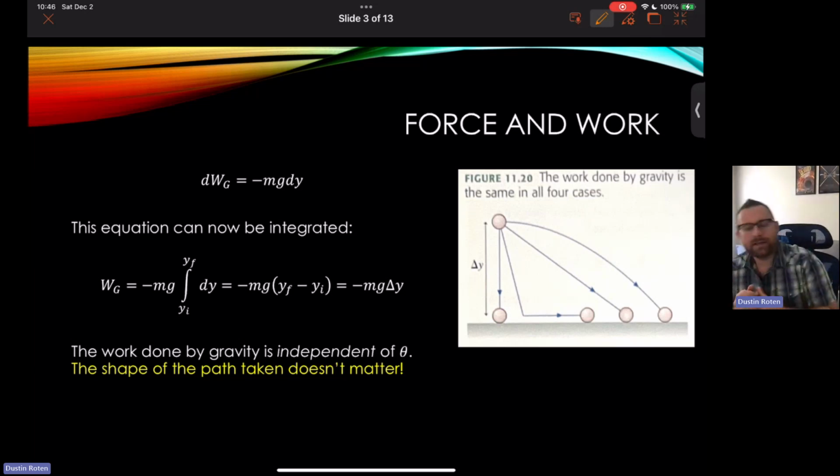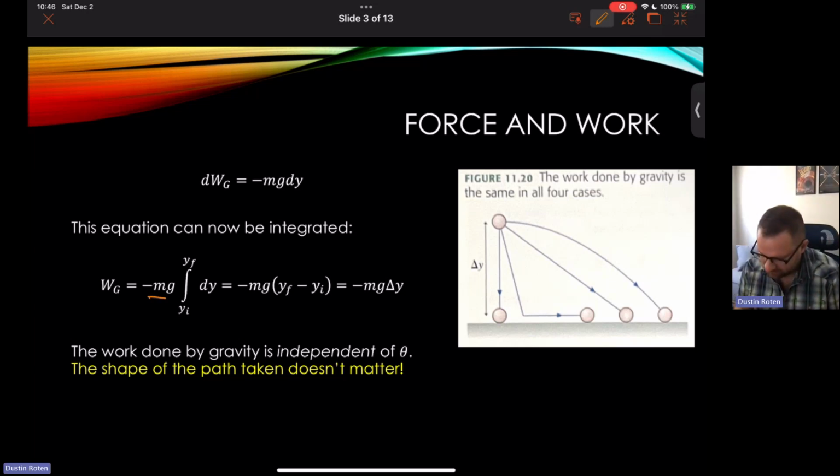So if we integrate the left-hand side, dw is just w, the work done by gravity. Now, remember that negative mg are constants. We can pull them out front. Now we can just integrate across dy. All right, so now this is an easy integral. We're just integrating the constant in there.